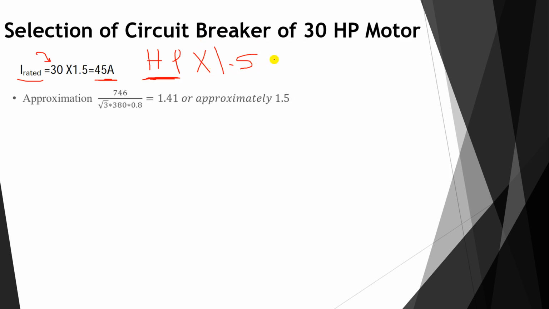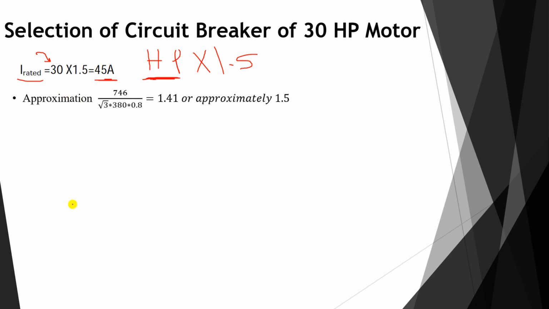Okay, so let's start. First, let's talk about the 30 horsepower motor. In order to select the circuit breaker, we need to find the rated power. So the rated current of this motor, I rated, is equal to the horsepower multiplied by 1.5. So we multiply the horsepower by 1.5 to convert from horsepower to rated ampere. Now where did we get the 1.5? Simply as you can see here.